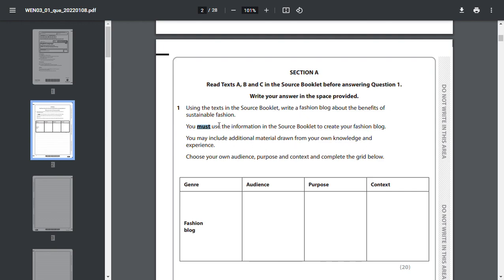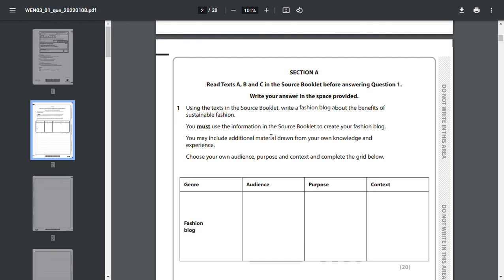So don't just walk in here and use your own information. By and large, you're using your own information, of course, even as you include it. But you see, the directive here is that you must use the information in the source booklet to create your form. So here, the style whereby you paraphrase the source materials to fit what you're supposed to do comes into play.